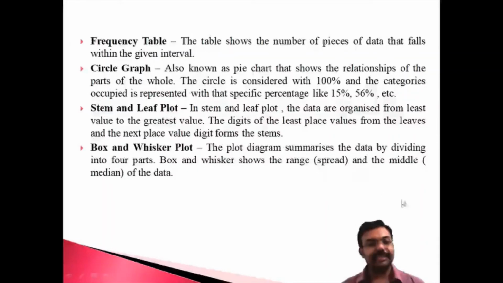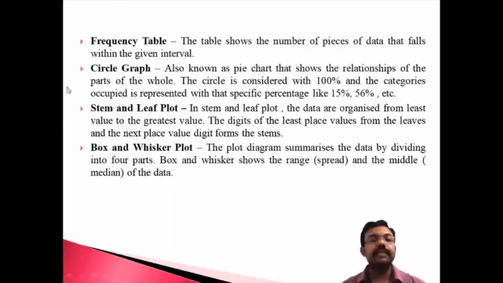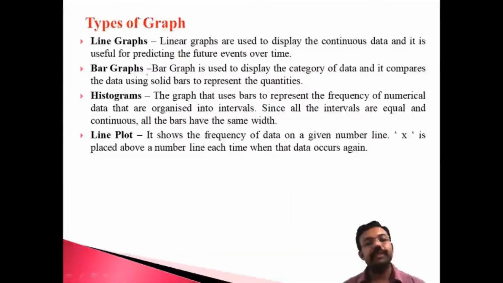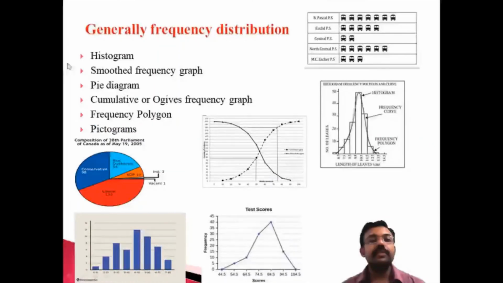And these are the other categories of graphs. There is a frequency table, circle graph, stem and leaf plot, and box and whisker plot. This is another category of the graph, and they generally use the frequency distribution. That means the histogram, smooth frequency graph, pie diagram, cumulative ogives, the frequency polygon, and the pictograms.